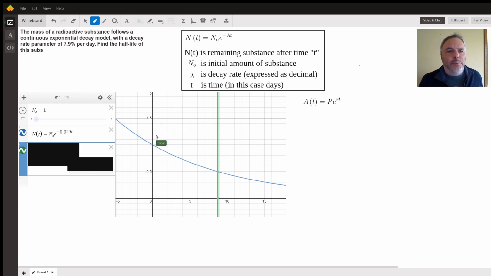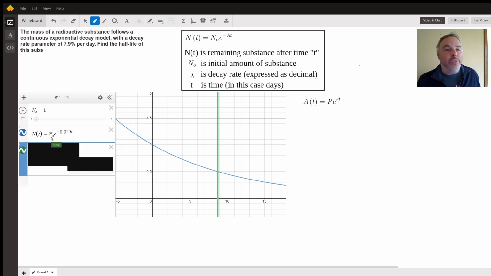So what I did is I went over to Desmos, and I picked an initial N sub 0 value of 1. You can pick anything you want. It doesn't really change anything here. And I put in this formula here, given that N sub 0, and I directly put in the lambda, the decay rate, instead of 7.9%, expressed as a decimal. So that would be 0.079. And then I had it graph, and you'll see here the color blue. So at time 0, the initial value of the substance is 1. Basically, I'm looking at where it is 1/2. And so I've marked that area here, and then I've gone and solved that.